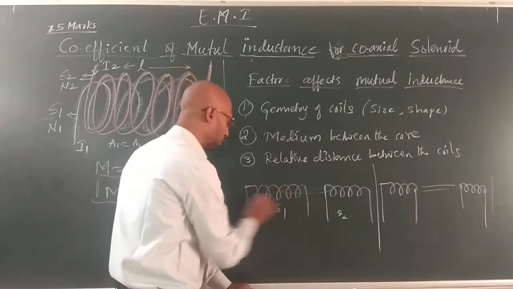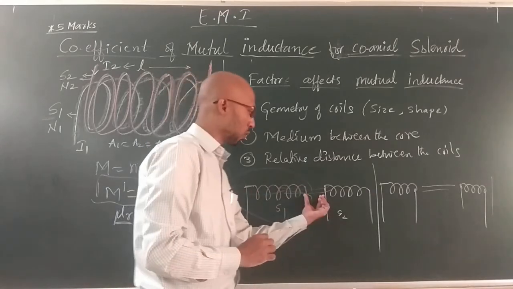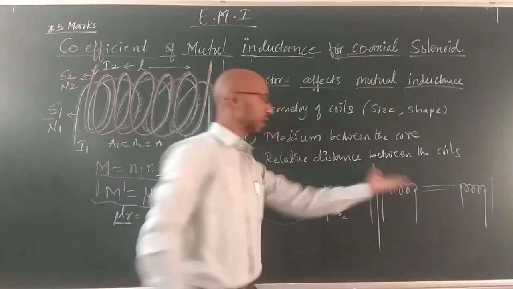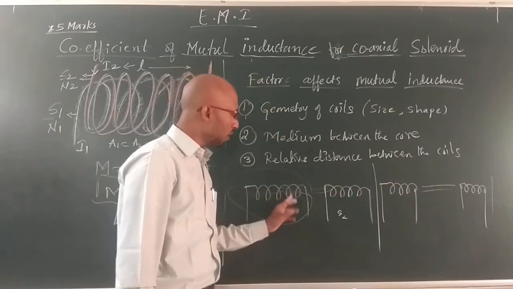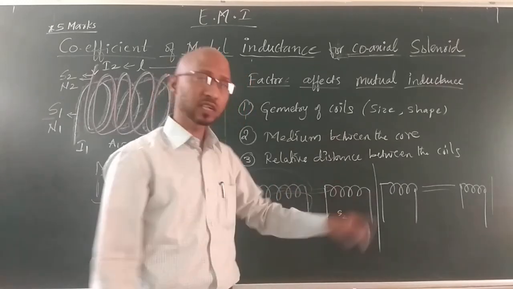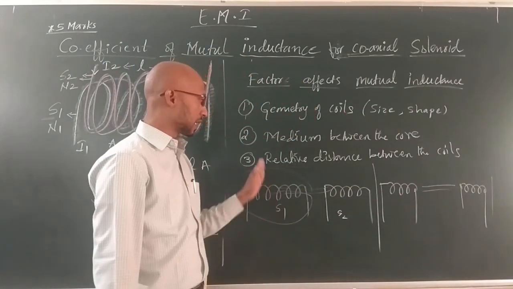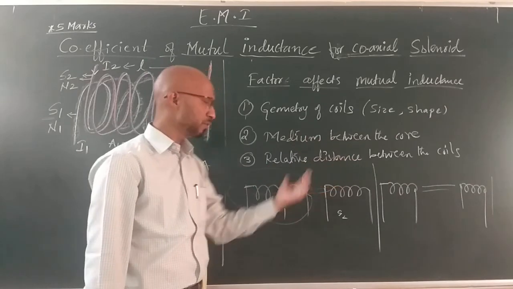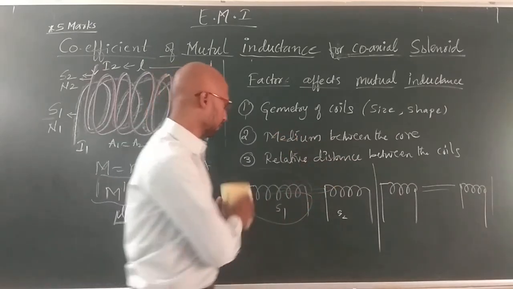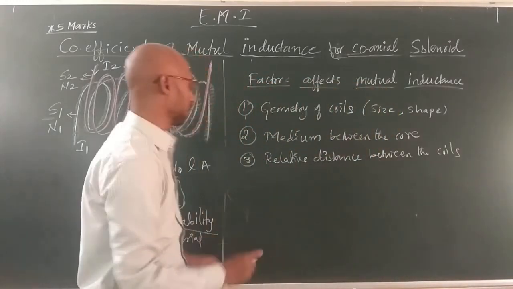Now how the magnetic flux will be produced on a coil like this. If it is close, definitely the value of mutual inductance will change. If the distance between these two increases, it will not induce on the second. The mutual inductance will not be generated if the relative distance is increased. That's why, if you increase the distance between the coils, the mutual inductance reduces. If you reduce it, it increases. Do you understand this? Relative distance between the coils.